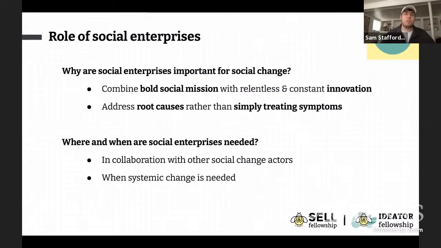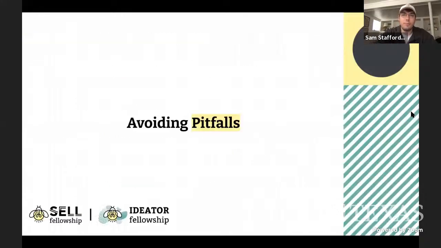And when and where social enterprise is needed: in collaboration with other social change actors, and when systemic change is needed. Yeah, so does anybody have any questions about that, or questions about my example about root cause? I just kind of went over something very complex in like 2 seconds. So if anybody has any thoughts or any questions, would love to answer them. Check in the chat. Looks good. All right, let's move forward.